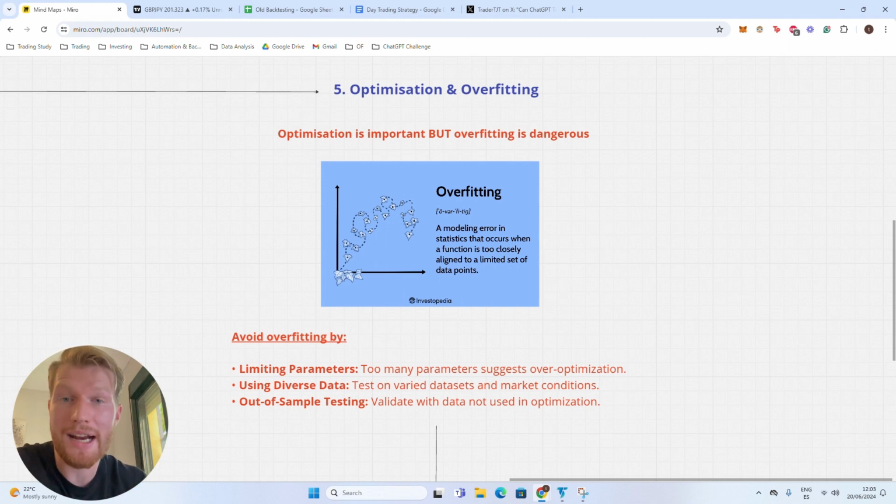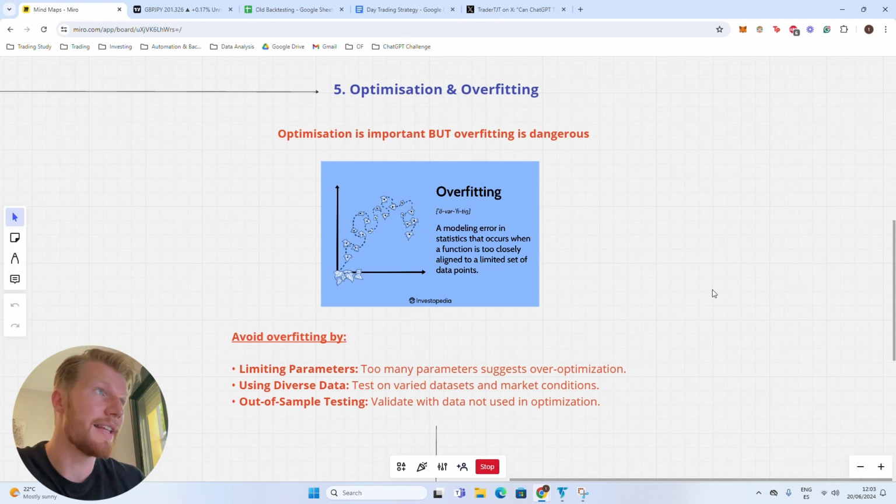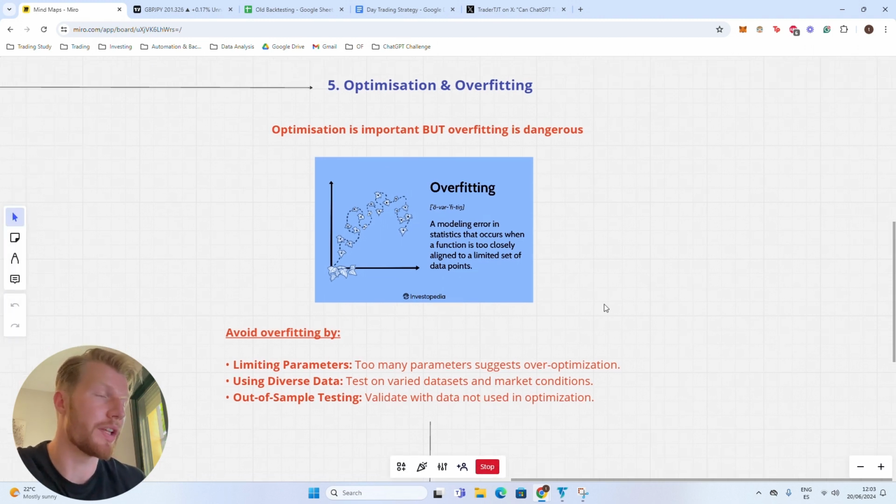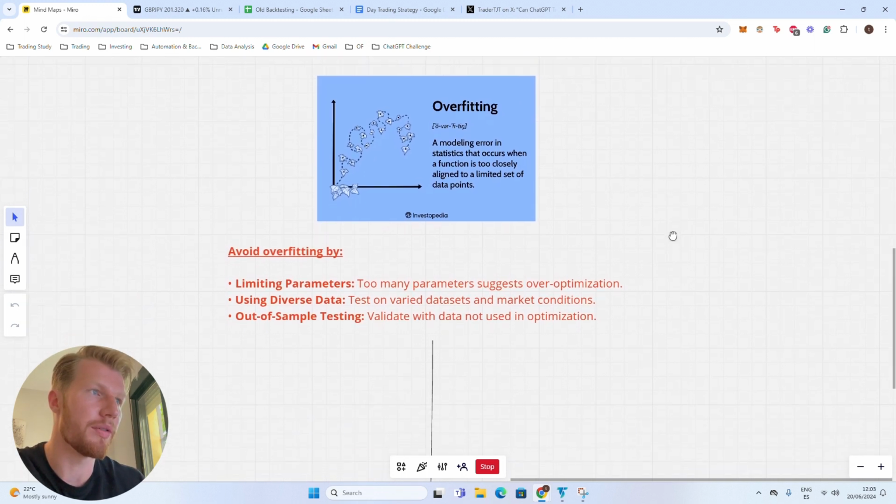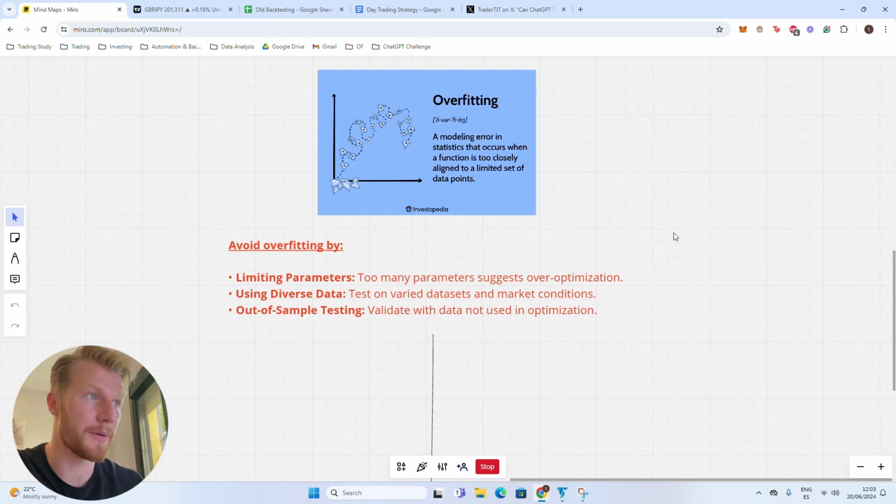They realize they don't actually have a profitable strategy. And this is why you need to be aware of overfitting. It's hard to overfit when you're manually backtesting, but if you're automating, it is a big problem that you need to be aware of. So this is how you avoid overfitting.